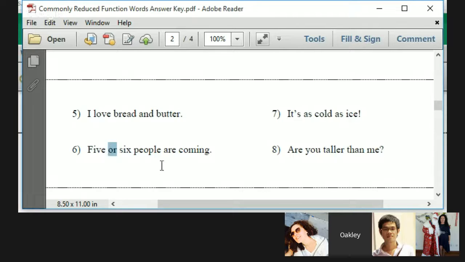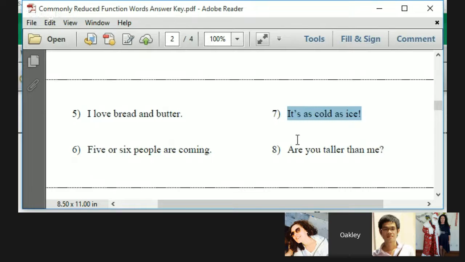the reduced form of "or" and the reduced form of "are" are both reduced to the schwa R sound, the reduced schwa R sound. They sound identical, "or" and "are." Fiver, 6 people are coming. They sound totally identical in the reduced form. Okay.